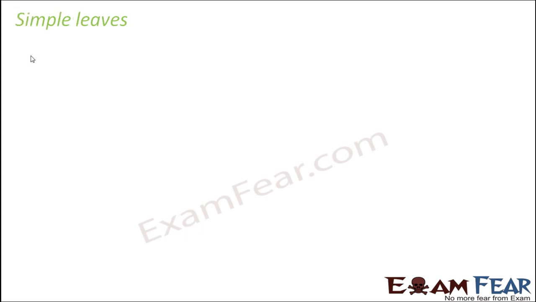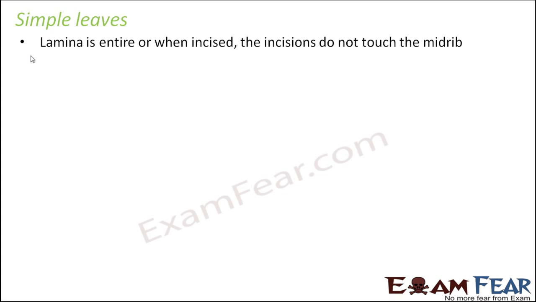We will start our discussion with simple leaves. Let us see what simple leaves are. Simple has to be simple. Lamina is entire, or when incised, the incisions do not touch the midrib. So you got a new term, incised. What do we mean by incised? Incised means something which is deeply cut or engraved into. If you cut something from somewhere, we say that incisions have come into the picture.